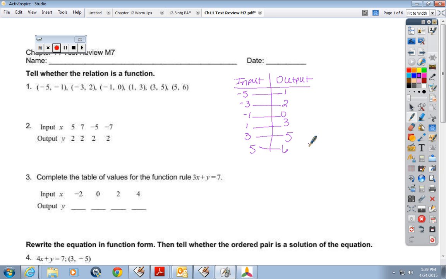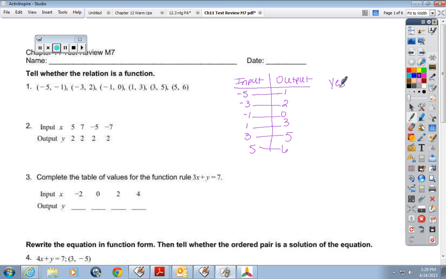Yes. What we can't have is that we put in -5 one time and we get 1, and we put in -5 another time and we get 2. So if you have the same input twice, then it can't be a function. But this one can be, because there are no duplicates on the input side. So this is a function. So yes, or function, however you wrote that.